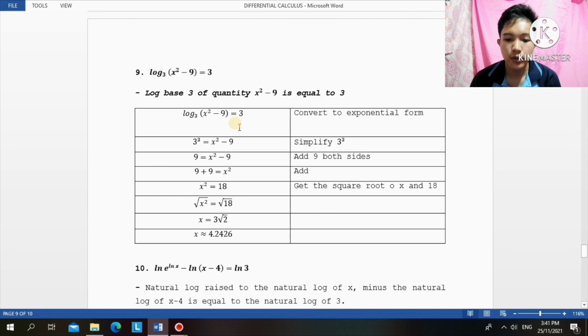So number 9, log base 3 of quantity x squared minus 9 is equal to 3. Convert to exponential form. So 3 raised to 3 is equal to x squared minus 9. Simplify 3 raised to 3. So 3 raised to 3 is equal to 9.